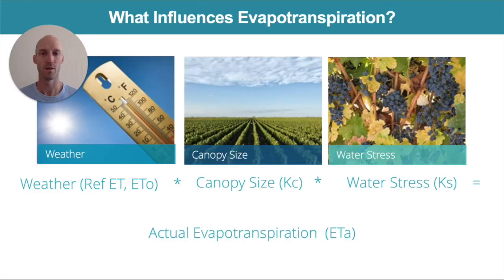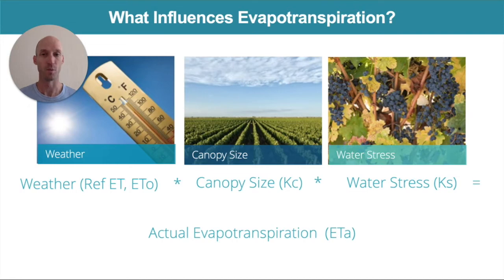Let's start by discussing what influences the actual evapotranspiration, or the plant water use. Plant water use is influenced by the weather, the size of the plants, and the water stress of the plants. In the ET paradigm, this is written as an equation that says the actual evapotranspiration is equal to the influence of the weather times the canopy size times the water stress.